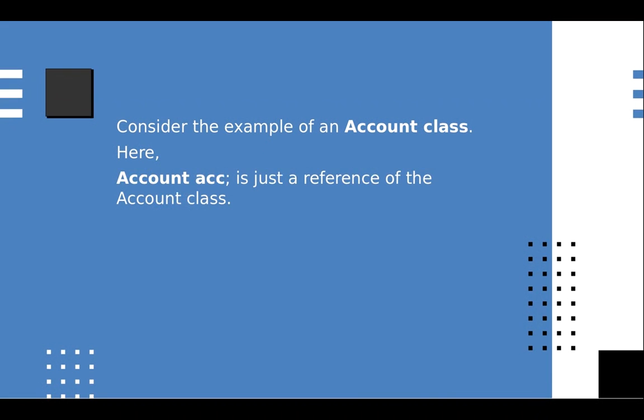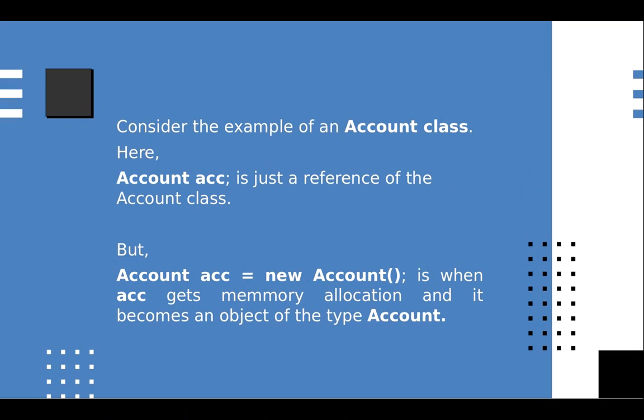Just consider an example of an Account class. Here, Account acc is just the reference of the Account class. That is, you're just giving it the reference if you declare it this way. But when you say Account acc = new Account, that is when acc gets memory allocated. Memory allocation for that particular acc object happens only when you use the new keyword. It is then that acc becomes an object. Otherwise, it is just a reference.